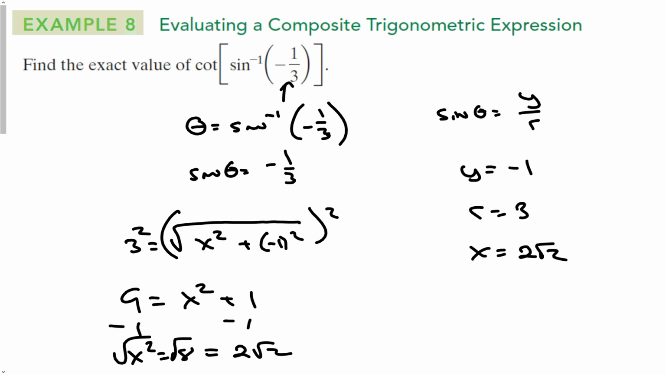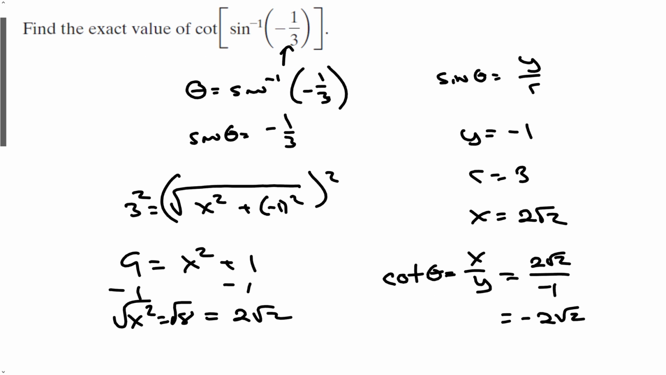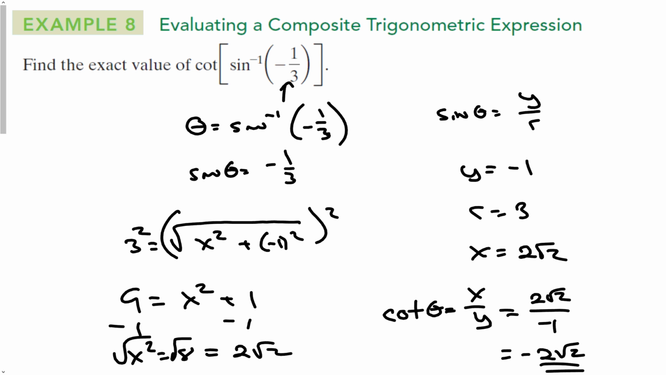And now I have my three values. I can find the cotangent. The definition of cotangent is the inverse of tangent. So it's y over x. So my answer is 2 radical 2 over negative 1, which is negative 2 radical 2. Okay. So a lot there just to get to my final answer.